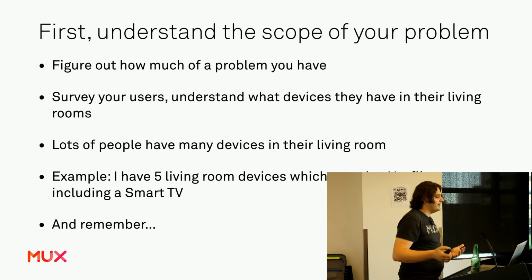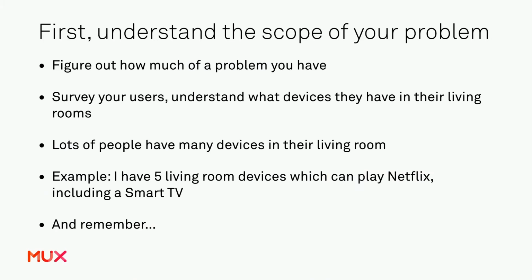So the first thing I do, before you actually solve this problem, is figure out the scope of your problem. What do your users have in their living rooms? I have 5 devices that support Netflix, as an example: my smart TV, my Xbox, my Switch, everything supports Netflix. So you need to figure out which devices will get you the best coverage. It might be that going to games consoles, very popular in people's living rooms, is way more valuable than certain smart TVs.